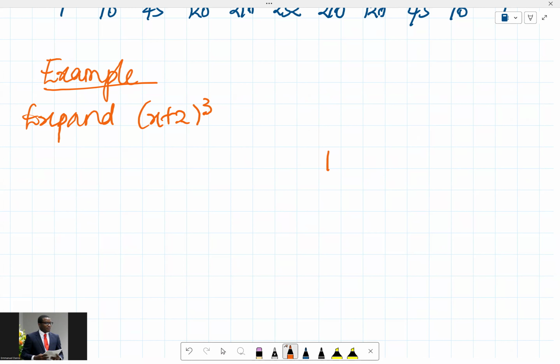We have 1. That's row 0. Then this is row 1. Row 2 is 1, 2, 1. Row 3 is 1, 3, 3, 1. Okay. So this is what we need.